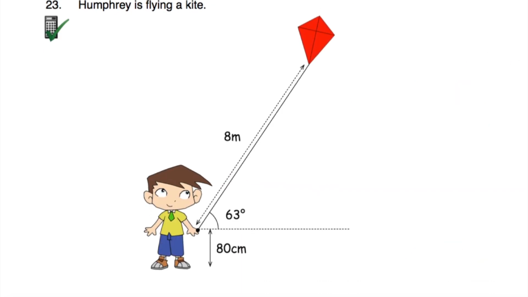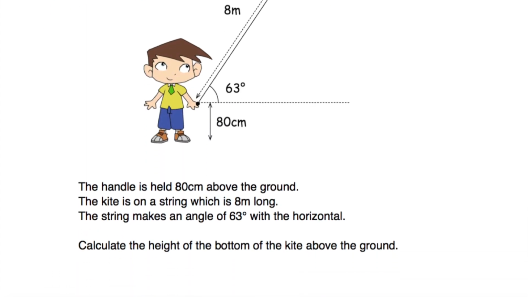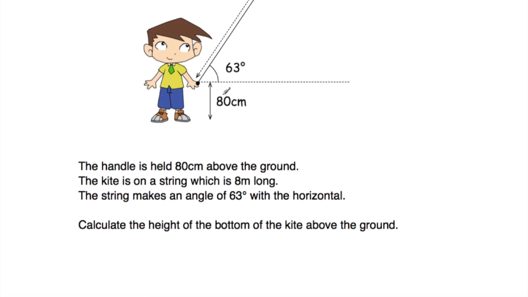So question number 23, you can see we've got Humphrey and he's flying a kite, and the length of the rope, the string to the kite, is 8 meters. The angle between the string and the horizontal is 63 degrees, and he's holding the string 80 centimeters above the ground.